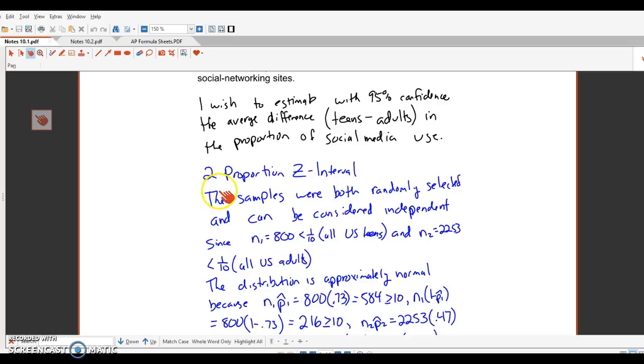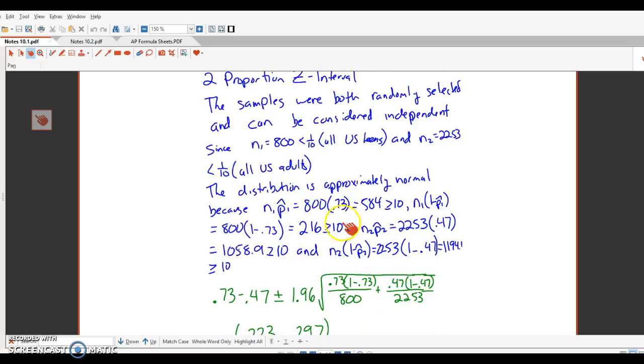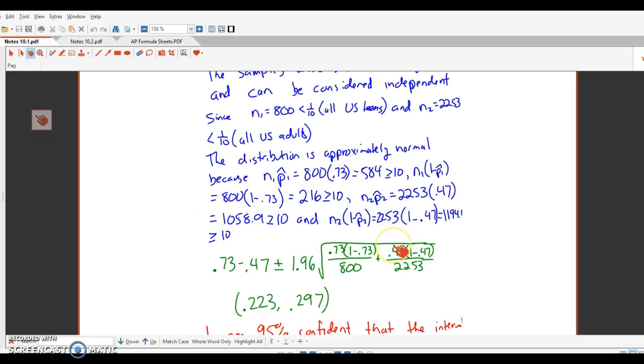The samples were both randomly selected and can be considered independent. The sample size of teens is less than 1/10 of all U.S. teens. The sample size of adults, likewise, is less than 1/10 of all U.S. adults. The distribution is approximately normal. Notice I see all the n times p's and n times 1 minus p's are all greater than 10.